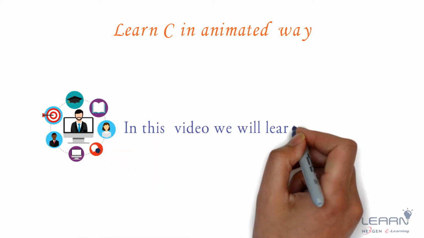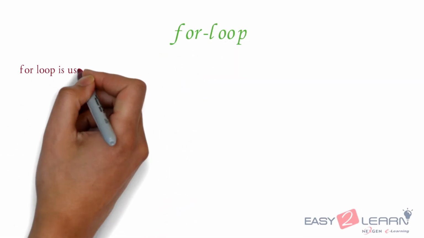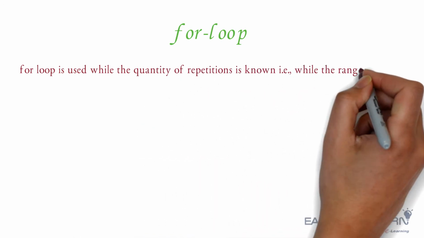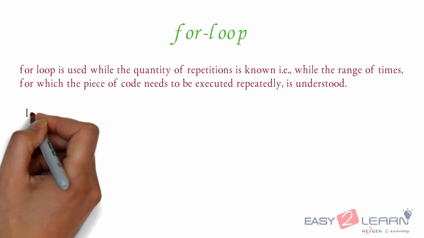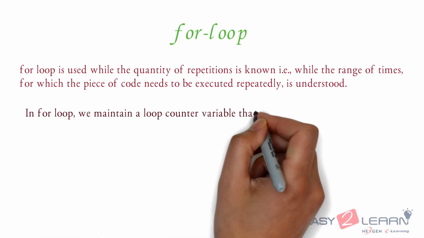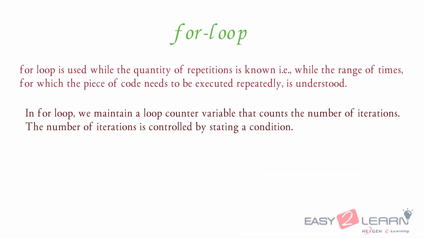In this video, we will learn about for loop. For loop is used while the quantity of repetitions is known, that is, while the range of times for which the piece of code needs to be executed repeatedly is understood. In for loop, we maintain a loop counter variable that counts the number of iterations. The number of iterations is controlled by stating a condition.